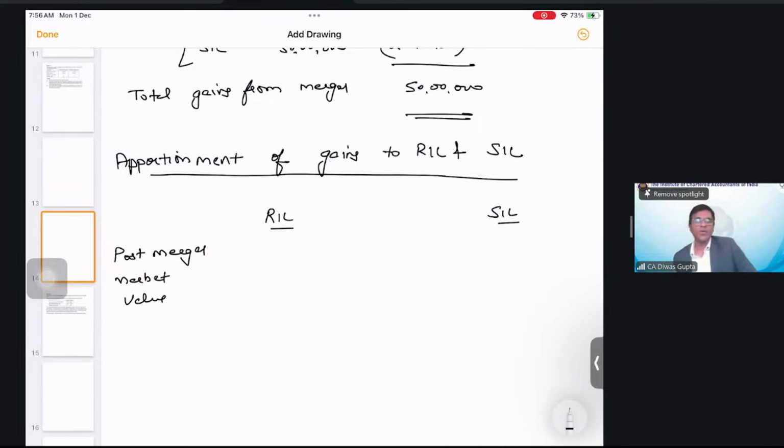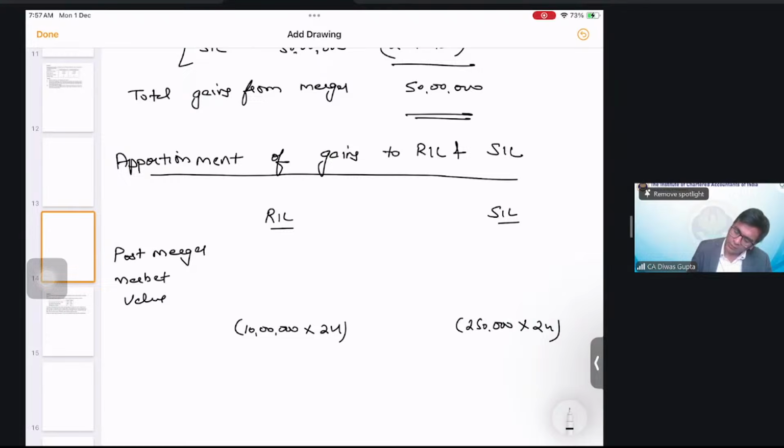So students, you would recall that 10 lakh shares were of RIL, which remained with RIL, and 2,50,000 shares is what we have issued to SIL further, right? So 10 lakh into 24, 2,50,000 into 24. So this becomes 2.4 crores and this becomes 60 lakhs, right? Which is the equivalent of 3 crore. The total value is 3 crore, right?